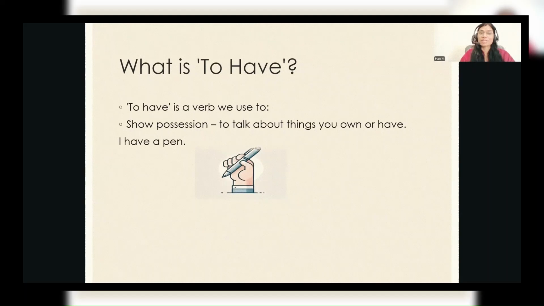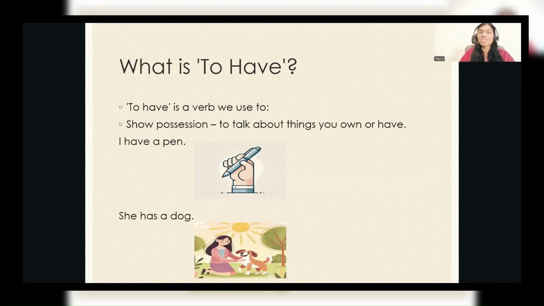So, let's look at this example. I have a pen. So you own a pen or you have a pen. So you say, I have a pen. But if you're talking about somebody else, then you would say, she has a dog, which means this girl owns a dog. So you say, she has a dog.